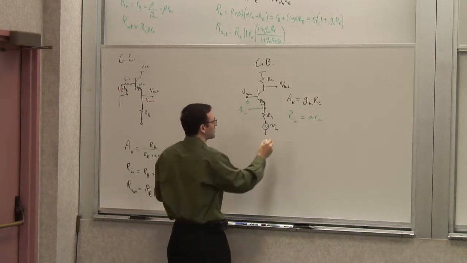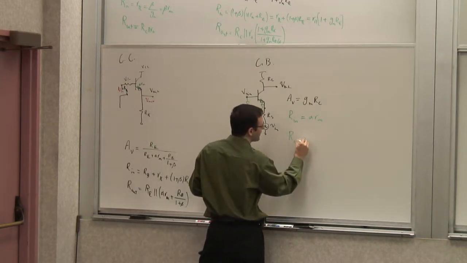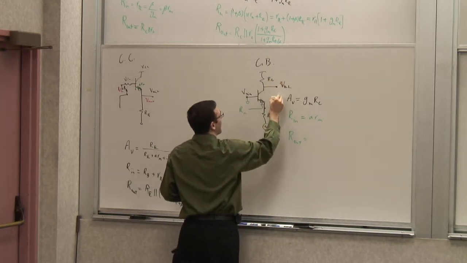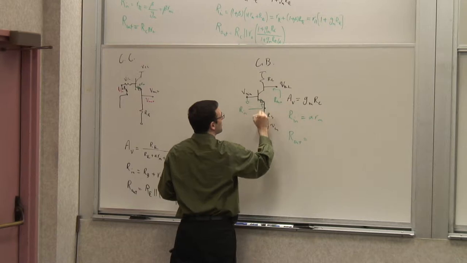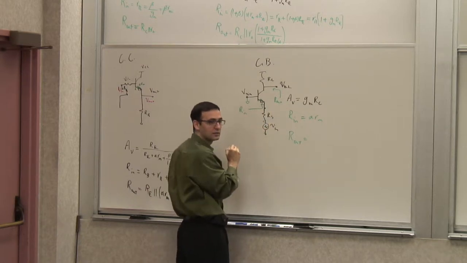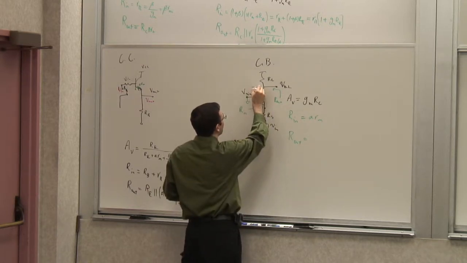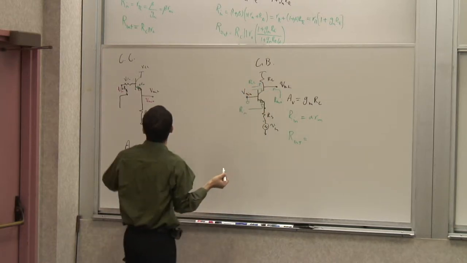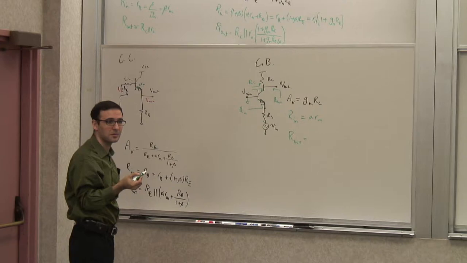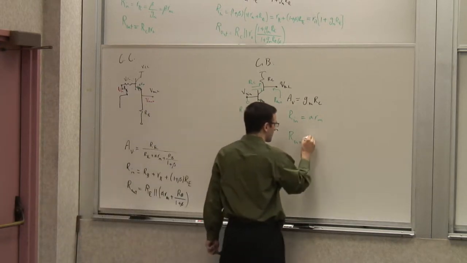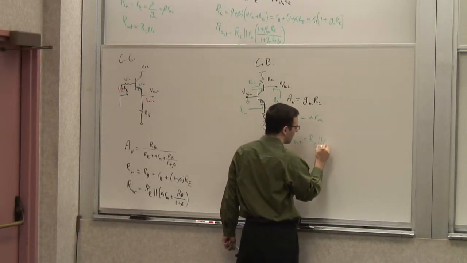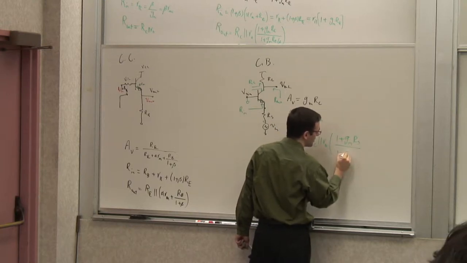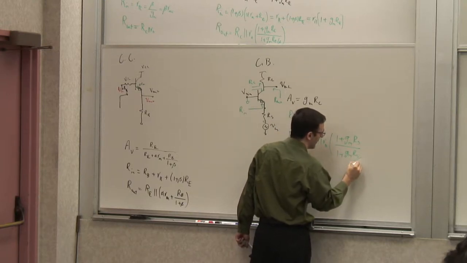How about R out? Well, we've already done this calculation once. If you look at R out, the rule for R out is null all independent sources, and null in this guy shorted it. Here, we have the extrinsic part, which is RC, and then you have to look at the intrinsic part, which looks exactly the same as that of the common emitter, which we have calculated. So it becomes basically RC in parallel with RO times 1 plus GM RS divided by 1 plus GM RS over beta.